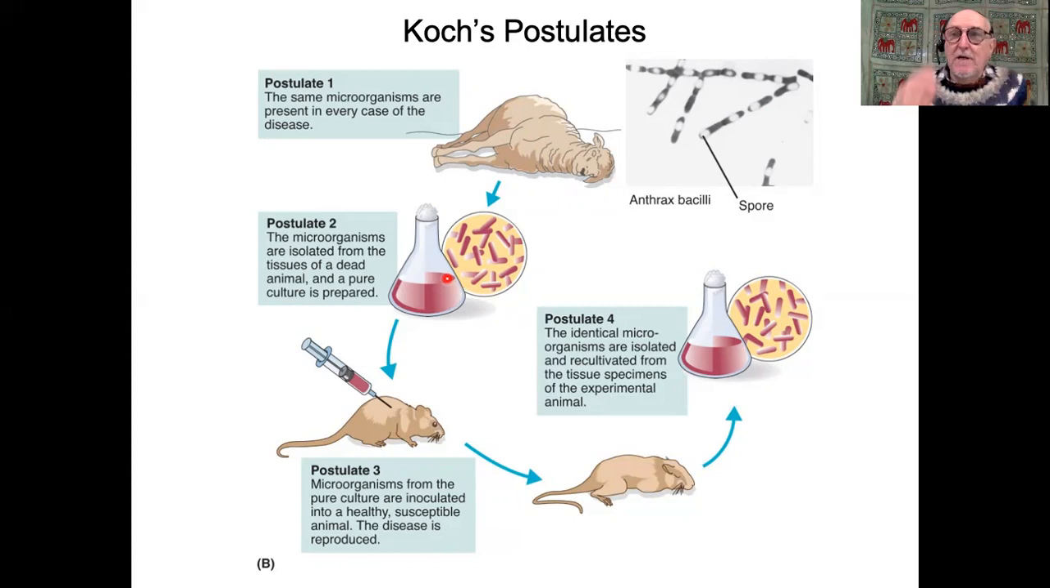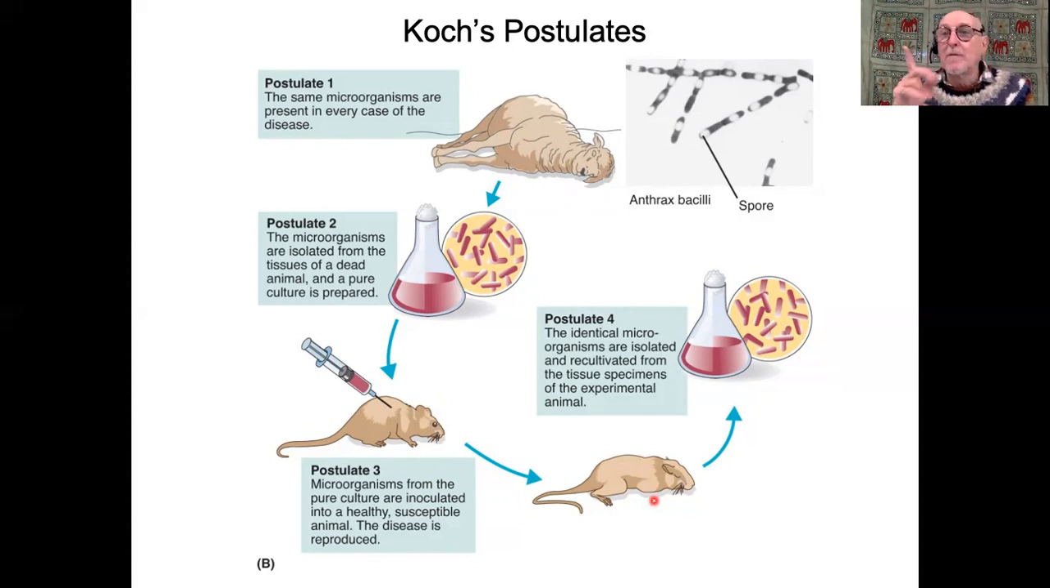And when you grew it in culture and examined it, that was the only organism present in the culture. That is called a pure culture. So postulate number two, you can extract this bacterium and establish a pure culture. If you take that pure culture and inject it into an uninfected experimental animal, the animal acquires that specific disease, shows those specific symptoms, and in this case, anthrax, it dies.